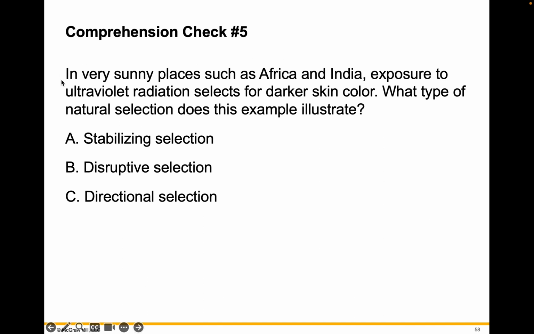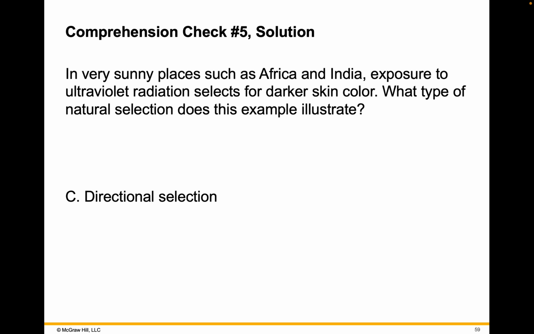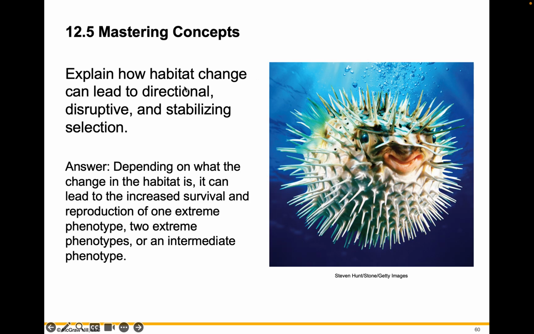All right, let's do this one. In very sunny places such as Africa and India, exposure to UV radiation selects for darker skin color. What type of natural selection does this example illustrate? Stabilizing, disruptive, or directional selection? Very good, directional selection. All right, explain how habitat change can lead to directional, disruptive, or stabilizing selection. Jot down your own thoughts here in your own words, please.